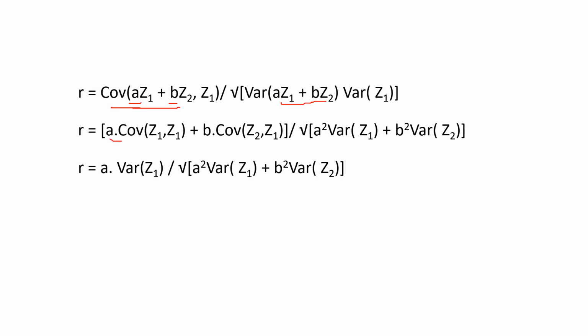So we get a times covariance of Z1 and Z1 plus b times covariance of Z2 and Z1. This will become the variance of Z1, and this would be 0 because the covariance between Z1 and Z2 is 0. Similarly, we expand the denominator variance terms. We get a squared times variance of Z1 plus b squared times variance of Z2. Then we substitute the variance of Z1 and Z2 equal to 1 because they are standard normal random variables.